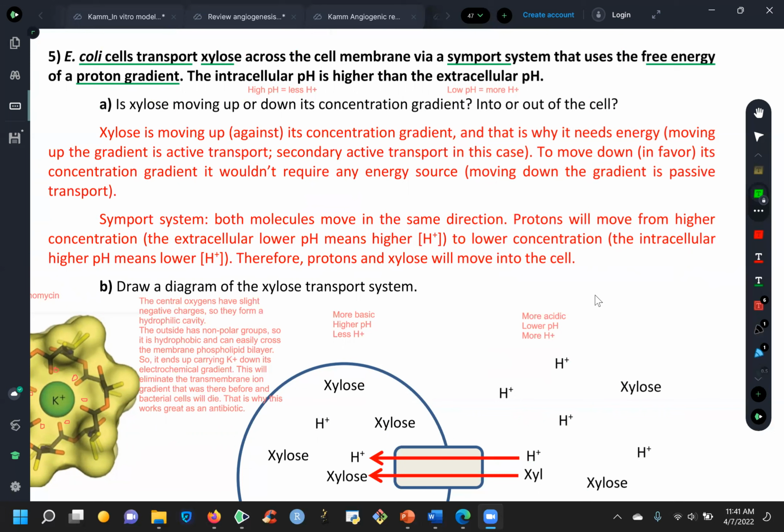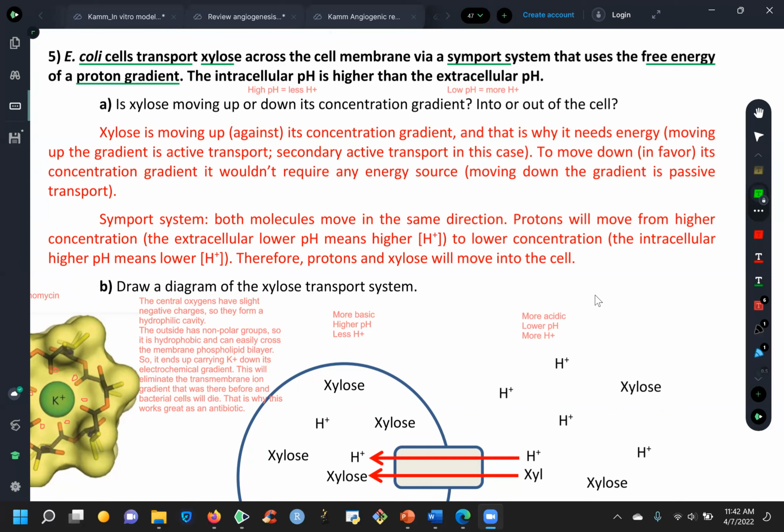So that uses the free energy of a proton gradient. So anytime you have a gradient, that gradient is going to produce some free energy that now xylose can use to hitch a ride. It's like if I pay for a taxi, but someone else is hanging out and they're going in the same direction, just hitch a ride with me for free, right? So that's what's happening here. So they're saying that you have a proton gradient. So I always make a note of that.